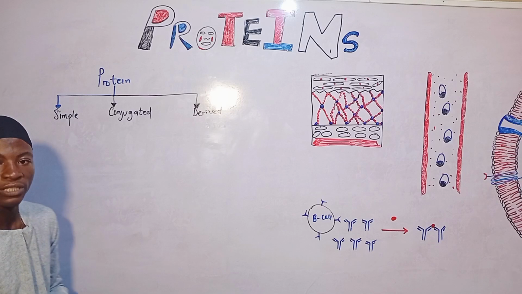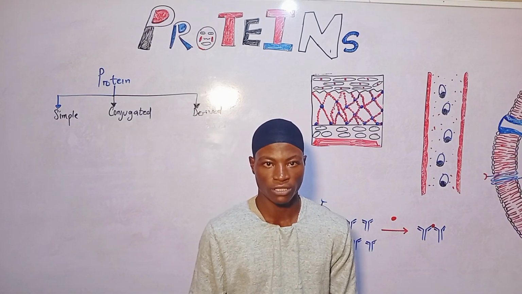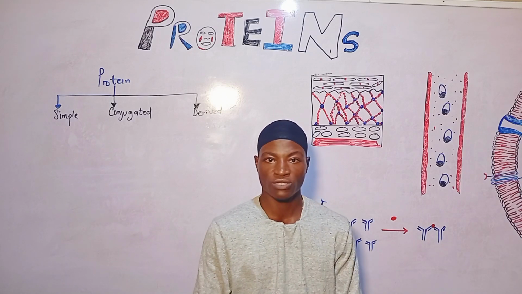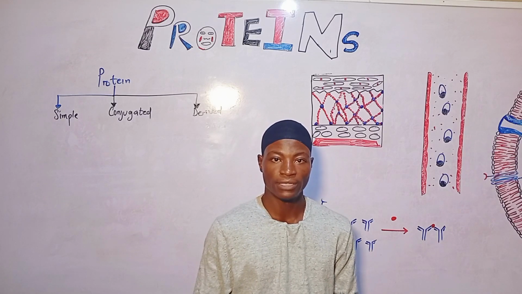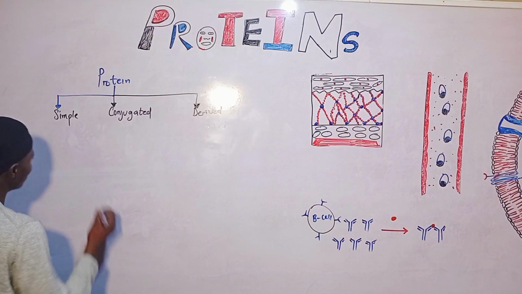Then, based on the function, the simple protein is further divided into two. You understand what I'm saying now? We have the scleral protein, which serves as support. That's basically done with the first one. So let me just go ahead. Simple protein is further divided into two.